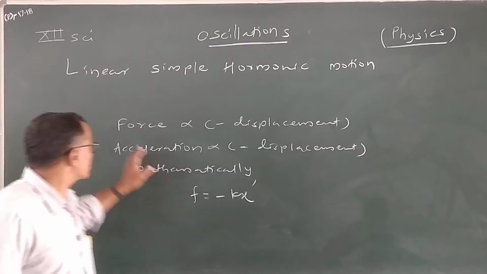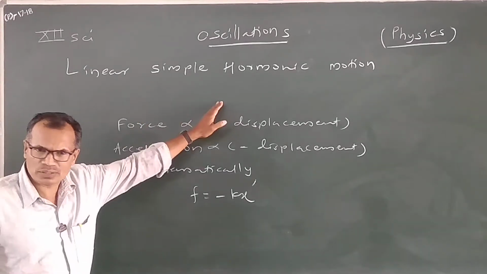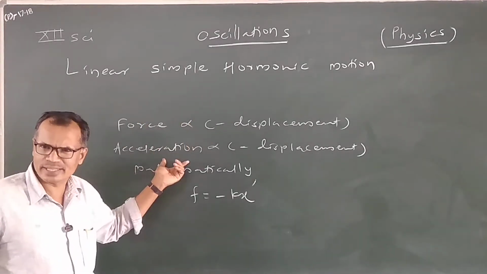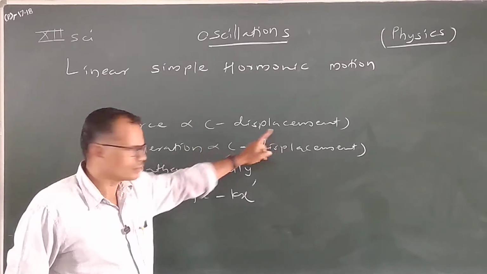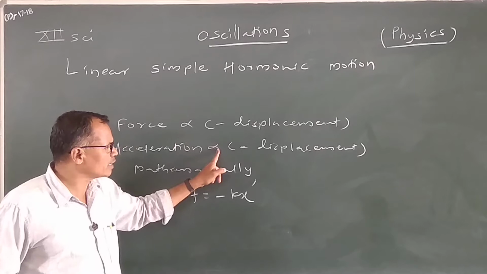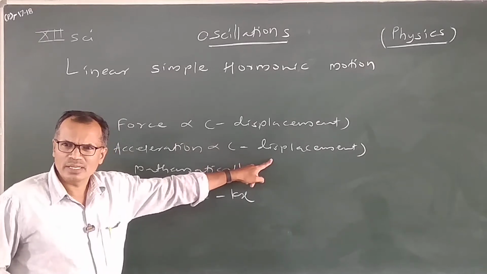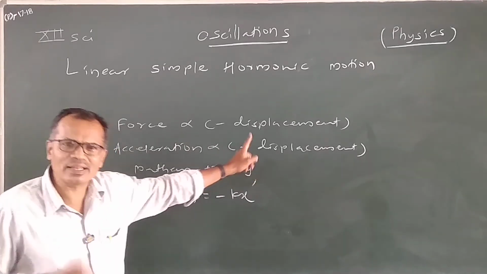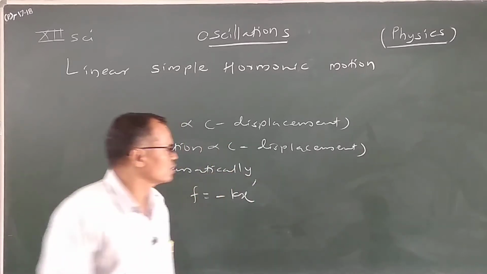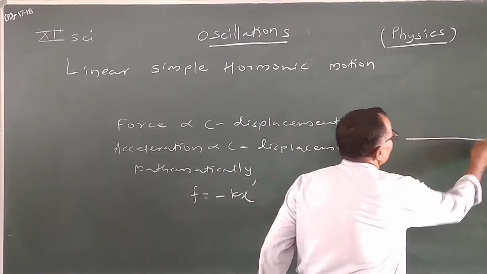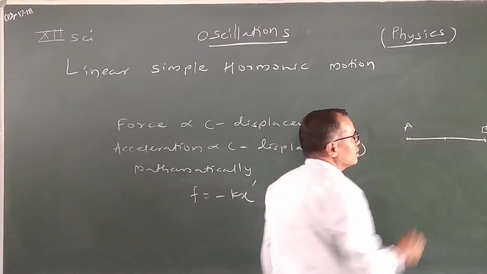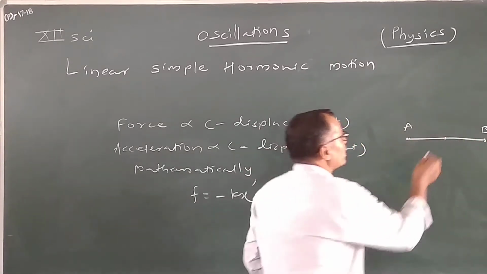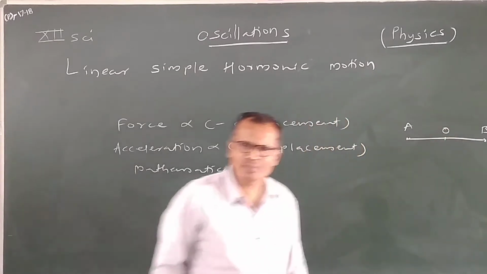We know that in case of a linear simple harmonic motion, the force or acceleration is directly proportional and opposite to the displacement. Now we know that the displacement is always measured from the mean position. Suppose that the particle is moving from A to B. Then A and B are the extreme positions, and O is called the mean position.